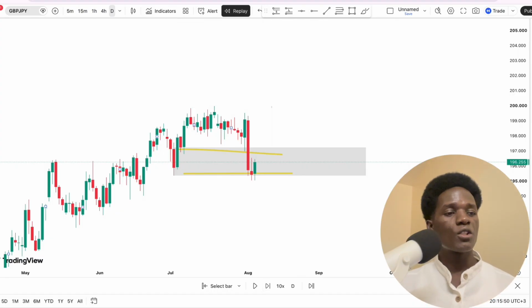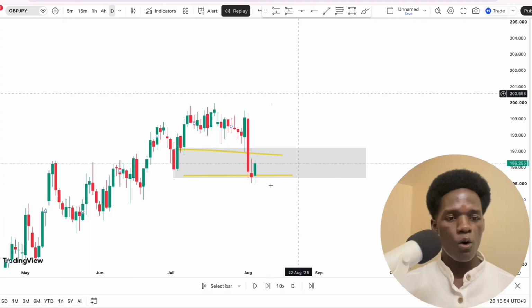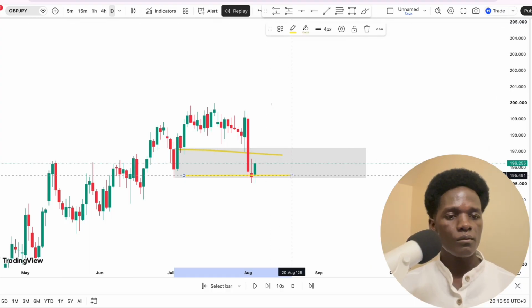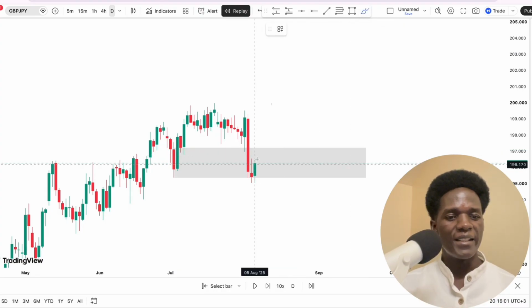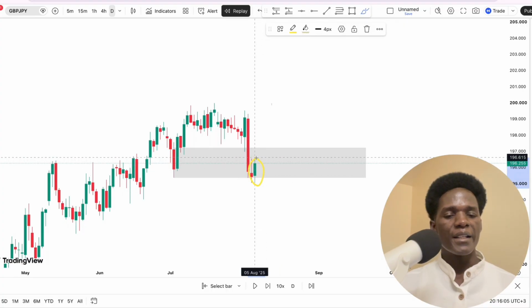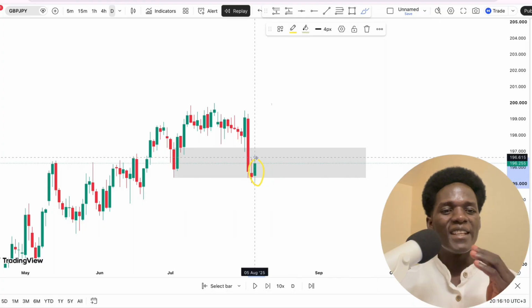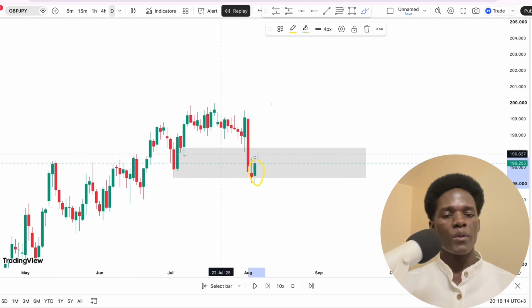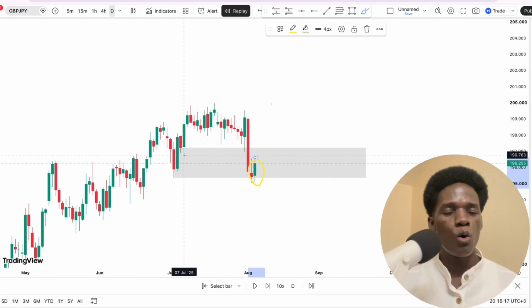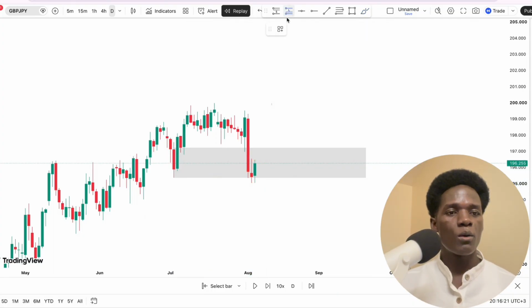Now, this is the confirmation we want, guys. You know why? Because this is a bullish engulfing candlestick, the big green candlestick that confirms to us that price is now continuing going up after retesting our higher low. Here you can enter for a long position.